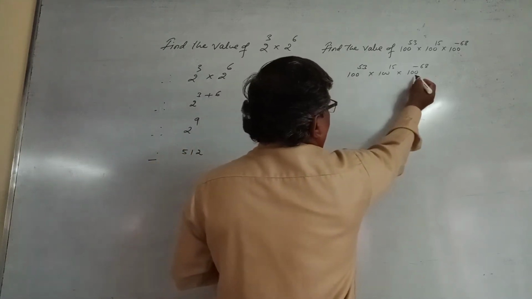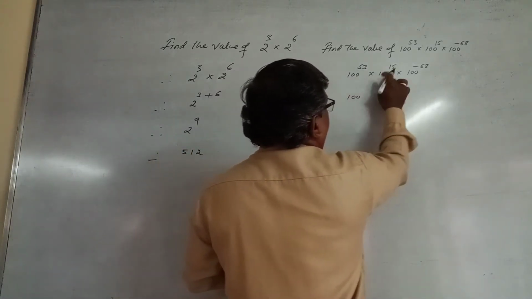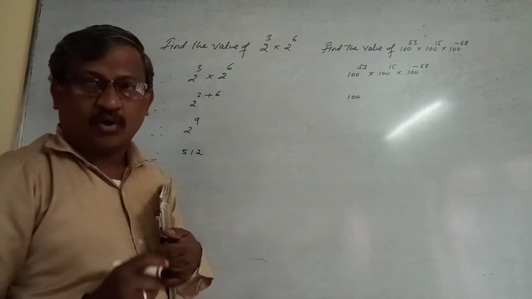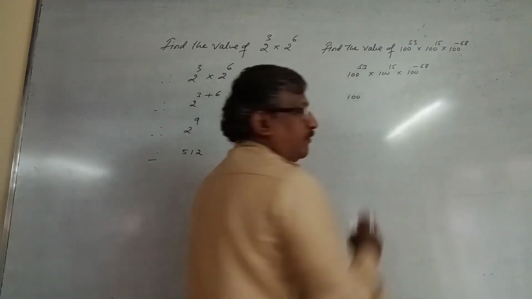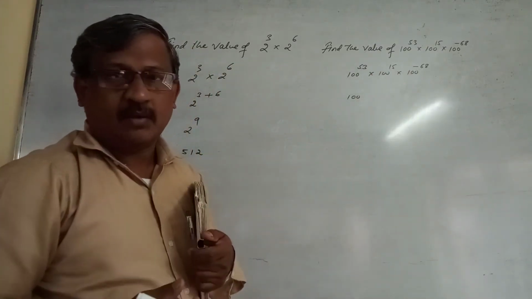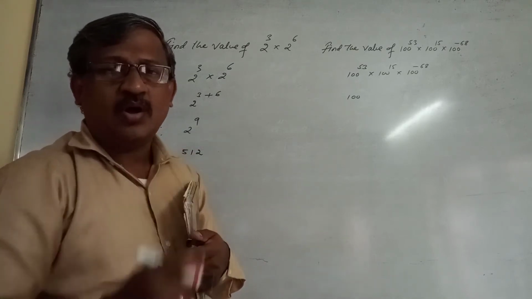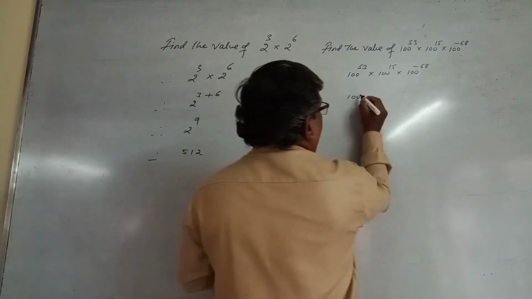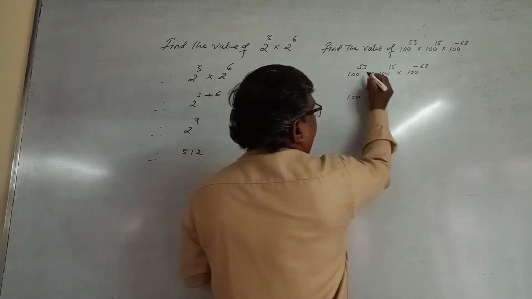So first you write the common base. What is my common base here? 100. Write that common base. Then you see whether you are multiplying or dividing. Here we are multiplying. As we are multiplying, we have to add the index. So write the common base, 100 raised to what?